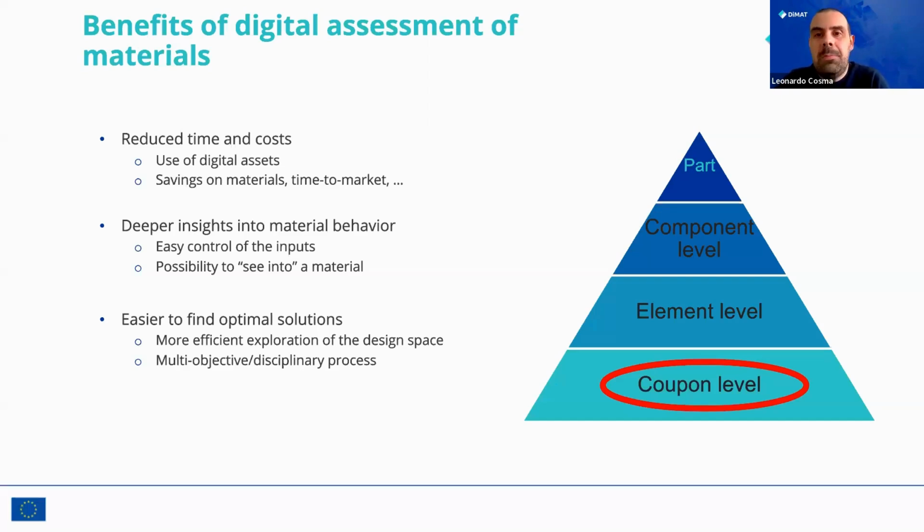We can also have a deeper insight into material behavior. With virtual testing, we have greater control over the inputs, the testing conditions, and the material characteristics, so we have full control on what we are testing. Secondly, we can literally see into a material. We can virtually look inside the internal structure and better understand what we observe outside in terms of behavior and macroscopic properties. And finally, it is easier to find optimal solutions.